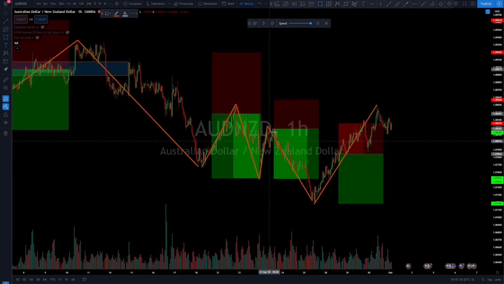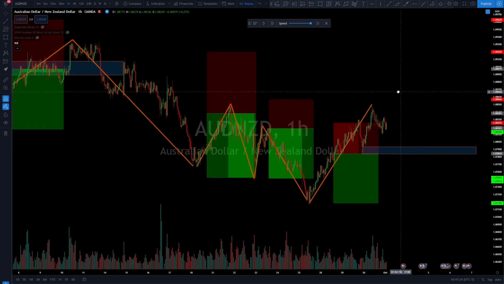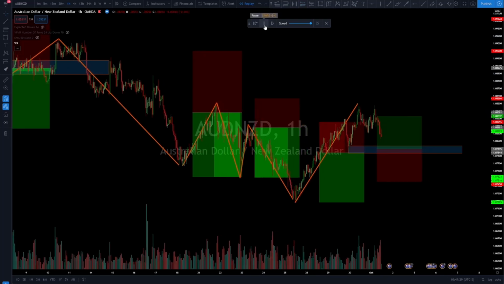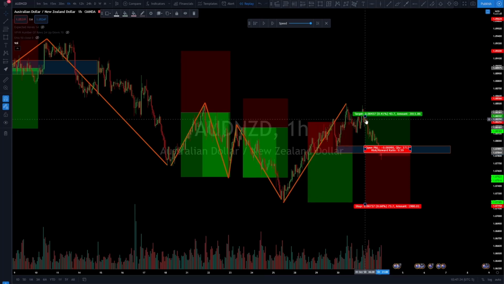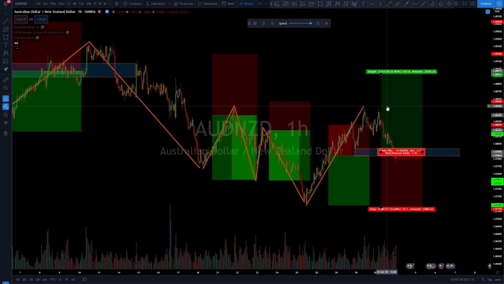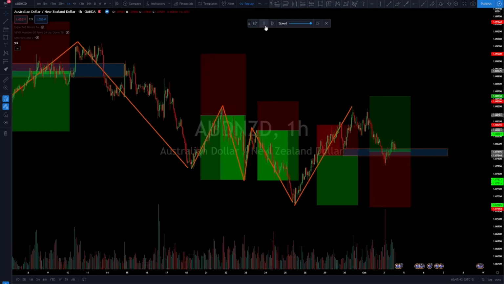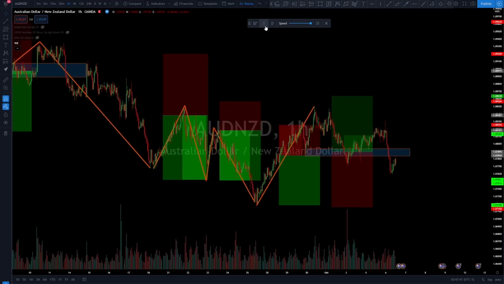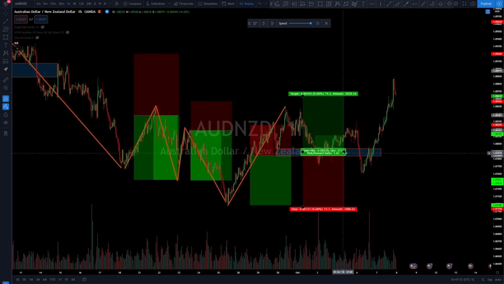What do we have? We have a little bit of a support level right in here. That looks good to me. Let's just buy right in there and see if we can get an entry point. Okay, we're in. We're going to put our stop loss below this low here. And the target, let's just put that at a 1-to-1. Let's see what happens here. Okay, and there you go.